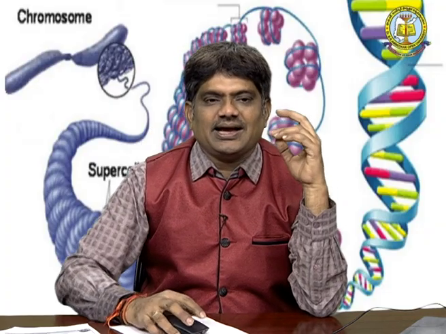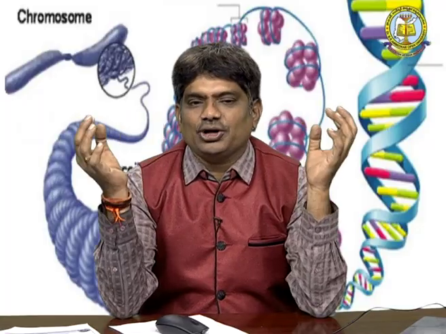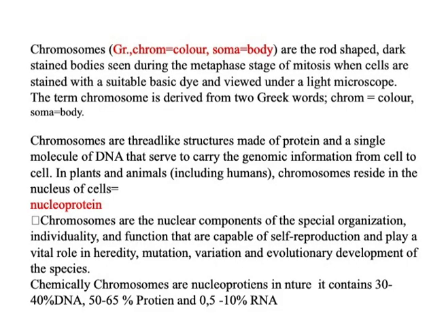Already told you, chroma means color, soma means body. The color body is rod shaped and takes a dark stain. We stain the chromosome with Feulgen, orcein or acetocarmine. Whenever we use these stains, the DNA absorbs the stain and becomes colorful, so we can easily identify this color body in the nucleus.